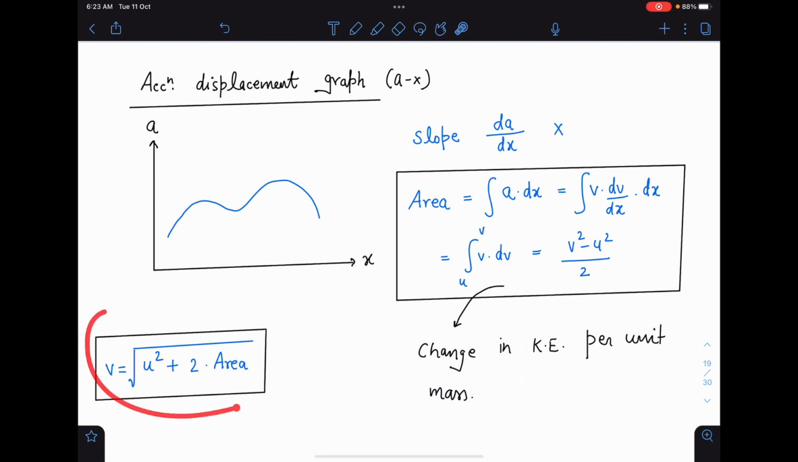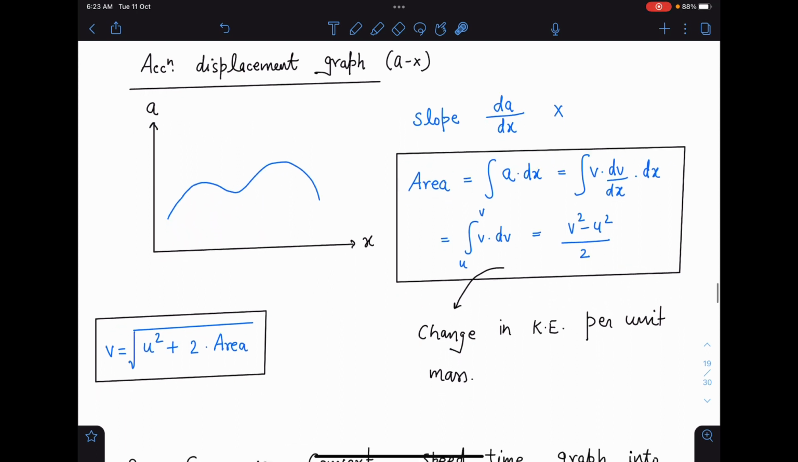Or here we can write this. Directly at any point, if you want to calculate velocity at any point, what you will do is take initial velocity square plus 2 times area under the curve. Directly we will get the velocity at any point.